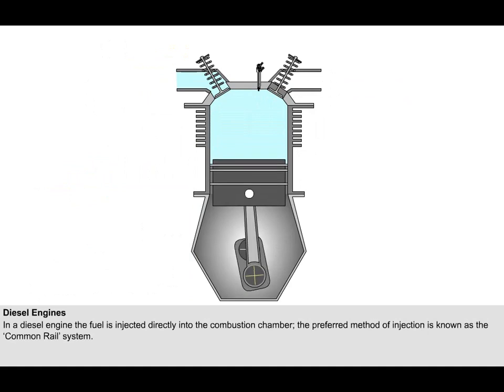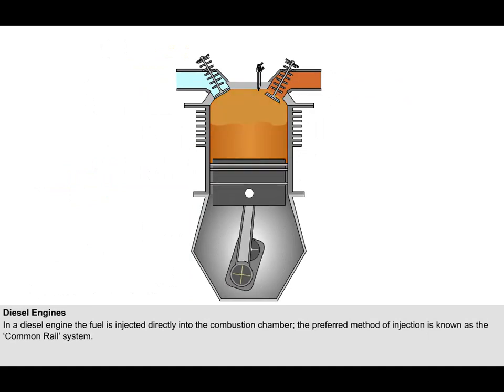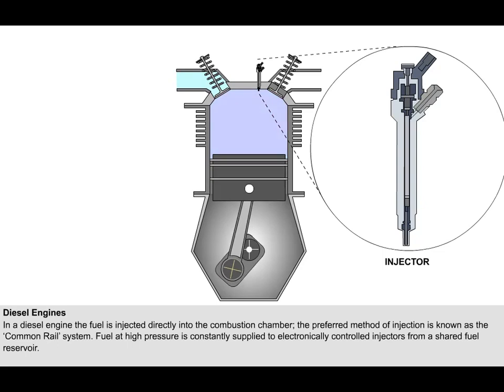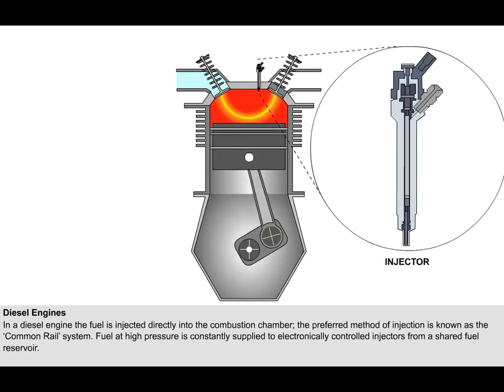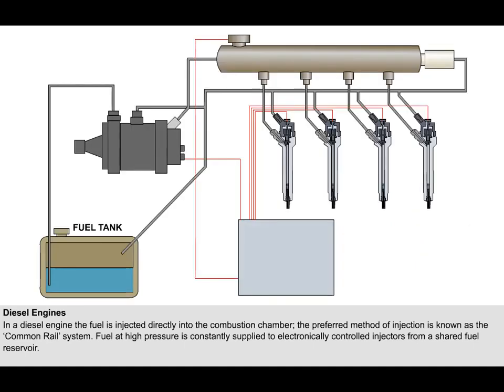In a diesel engine, the fuel is injected directly into the combustion chamber. The preferred method of injection is known as the common rail system. The system is designed to constantly supply fuel at high pressure to electronically controlled injectors from a shared fuel reservoir. Shown on the screen here is a very simplified diagram of a common rail fuel injector system. The fuel in the reservoir, or common rail as it is known, is maintained at a very high pressure, approximately 1800 bar or 26,000 psi, by a high-pressure fuel pump.